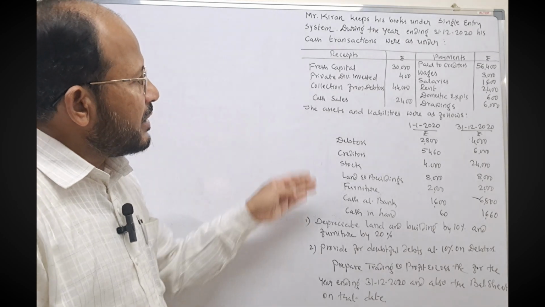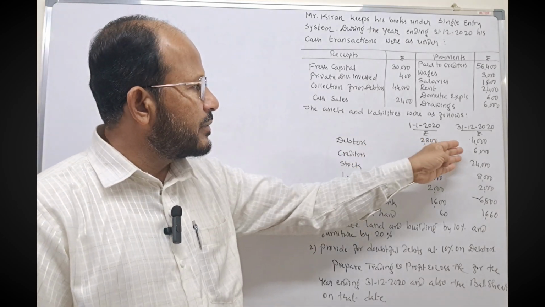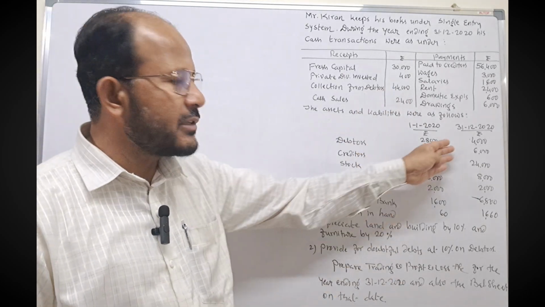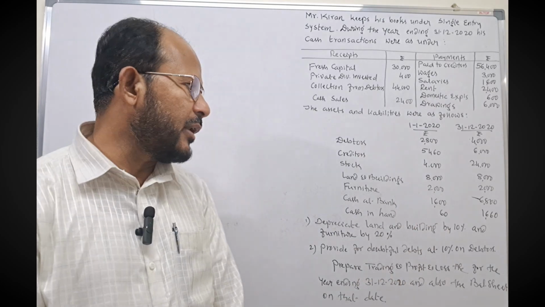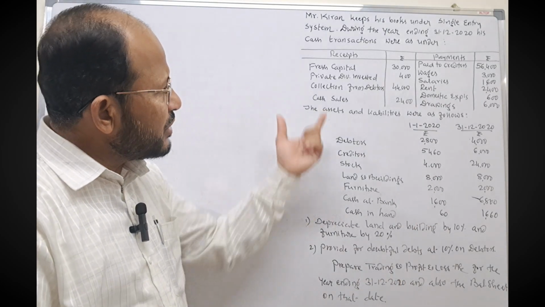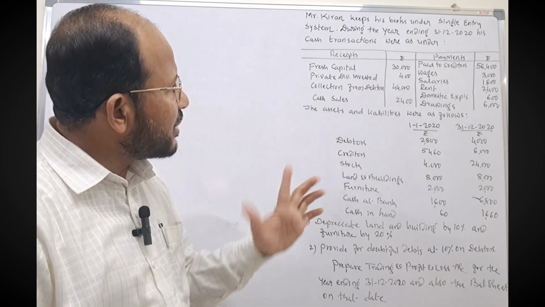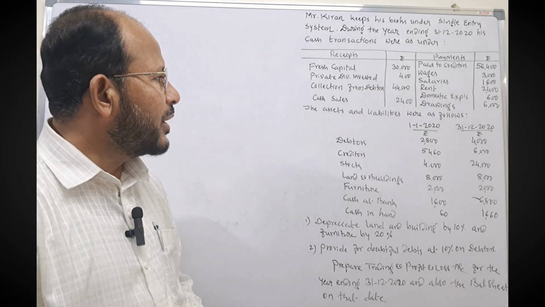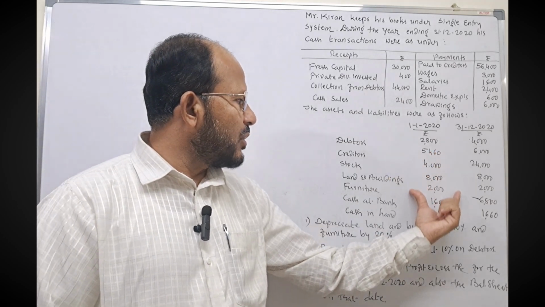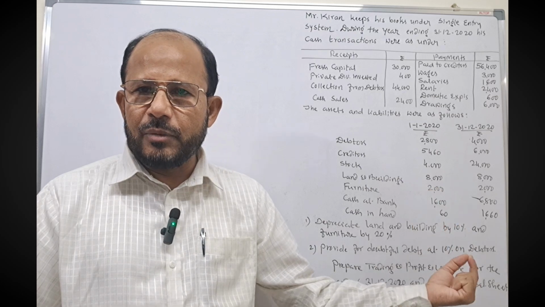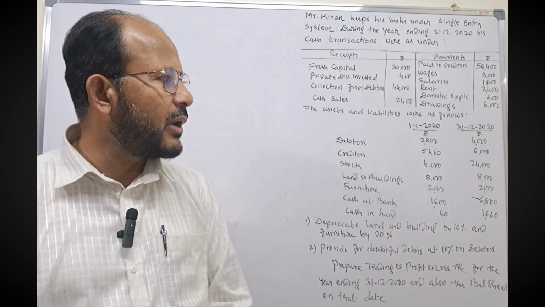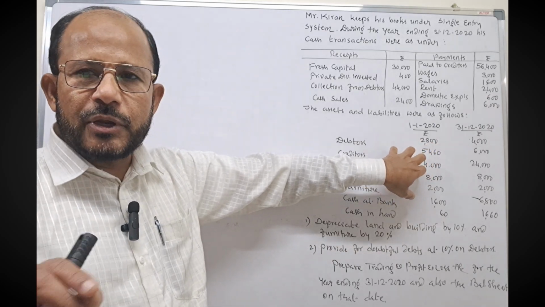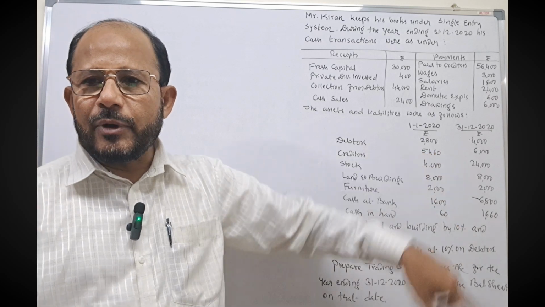Fine. Next, these are the assets and liabilities of the businessman. Here, opening values and closing values of assets and liabilities are given. Just see the problem. Nowhere is the opening capital mentioned. Opening capital is not given in the problem. It means these opening balances of assets and liabilities are given in order to find out opening capital. That is why we have to prepare the opening statement of affairs and find out the opening capital of the business.